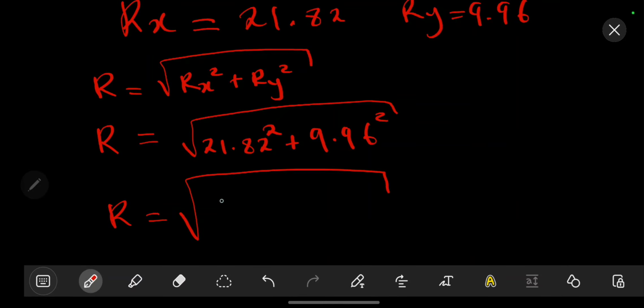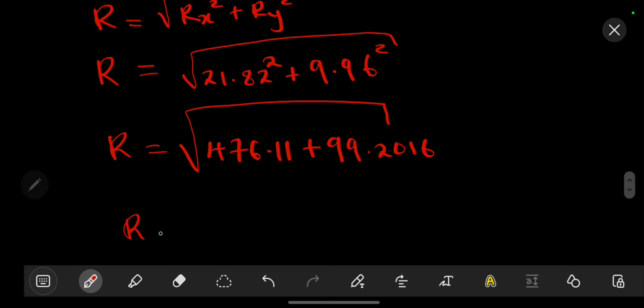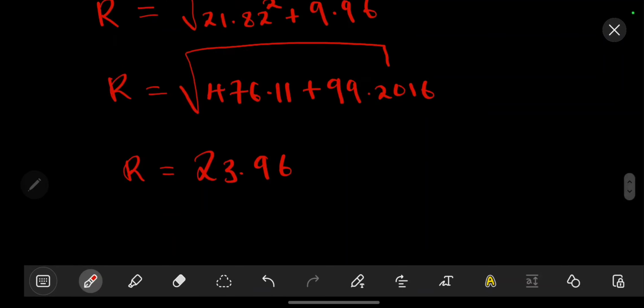so when we square 21.82, we are getting 476.11. Then we add plus our 99.2016 when we square this value. So we are going to find that our resultant, when we do everything, when we add, we are getting 23.96. So this is our resultant.